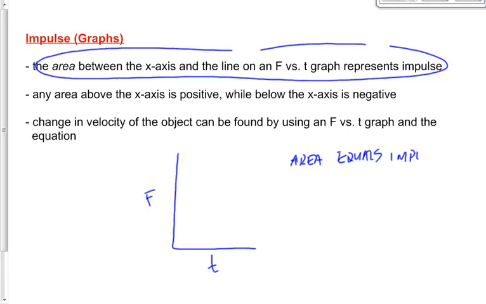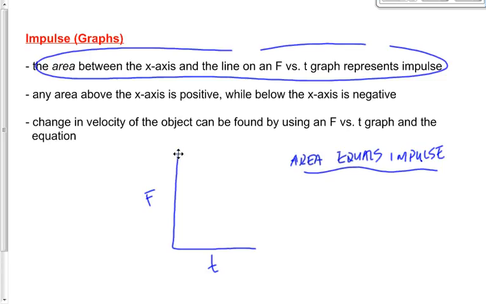Now, there are times when you see this graph that you're not actually solving for impulse. You might be solving for something else. That's okay. I want you to think those three words. Area equals impulse. Every single time, no matter what you're asked for, no matter what you're given. If you see that graph, area equals impulse.